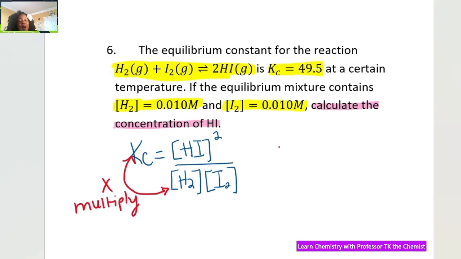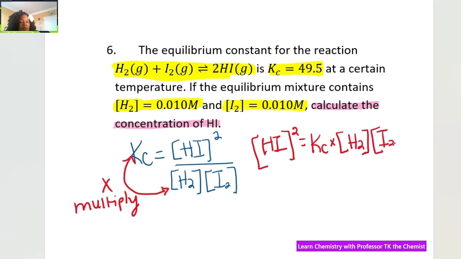Okay, watch how I rearrange this formula. I've got HI squared equals Kc times H2 times I2. Now this is the formula right here, guys. You see that? But you see where there's a square right over there, right? We are going to get rid of that square by taking the square root of the other side.